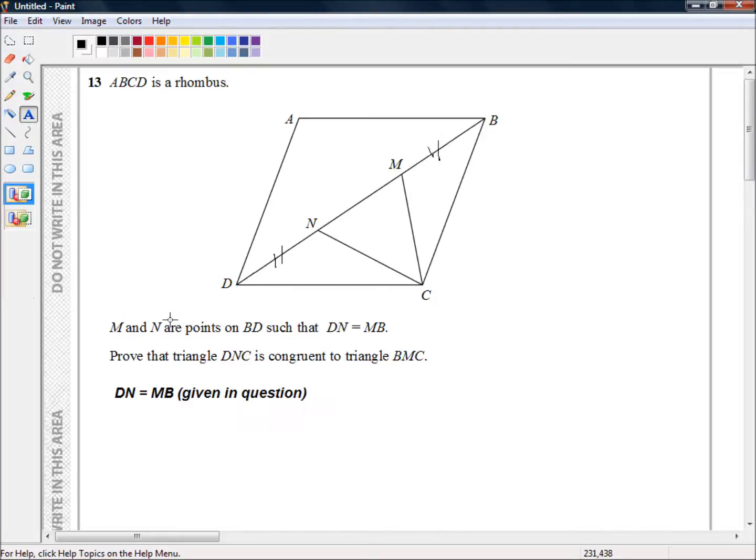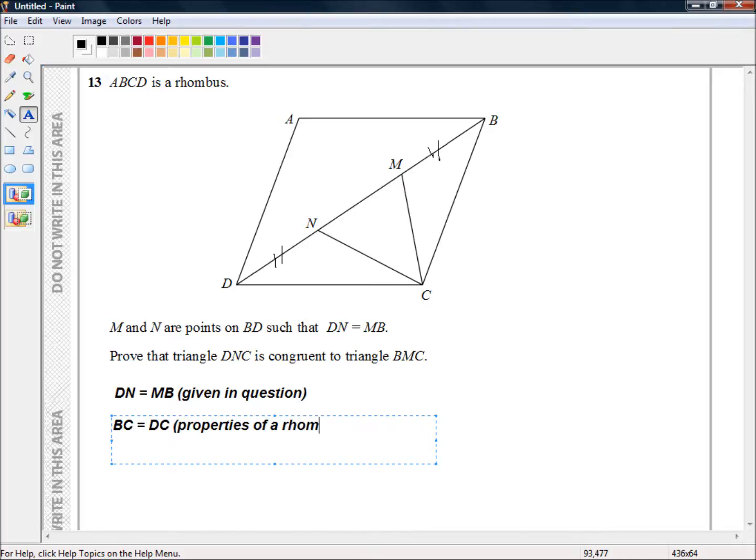So I'm going to put BC is equal to DC, properties of a rhombus. Okay, so I know that this length is equal to this length. So now all I'm going to do is try and see if this length is equal to this length, or if this angle is equal to this angle.